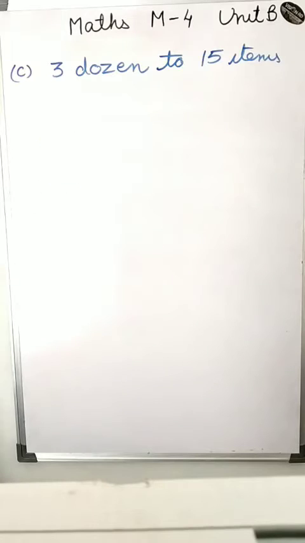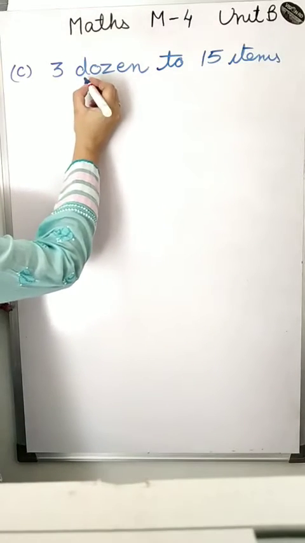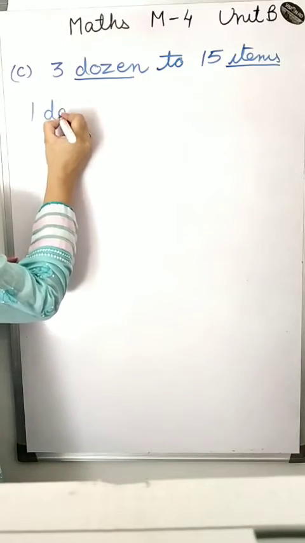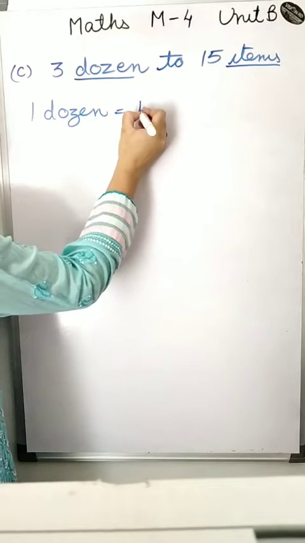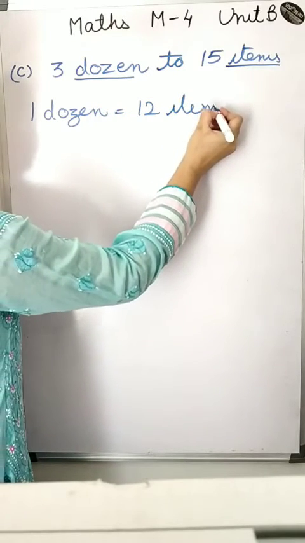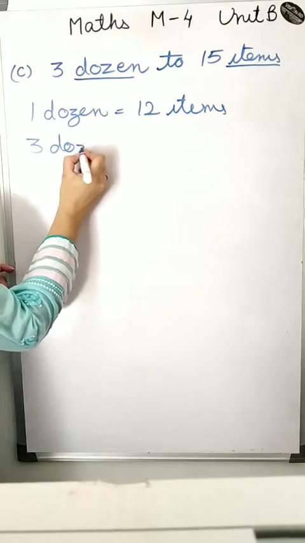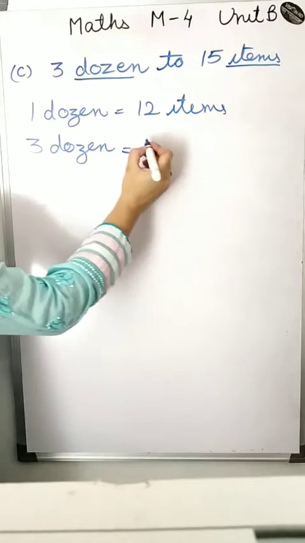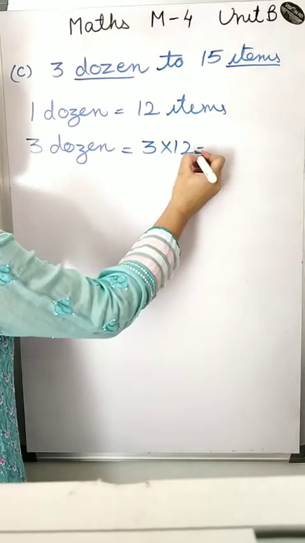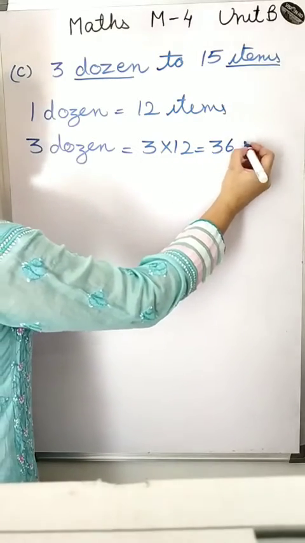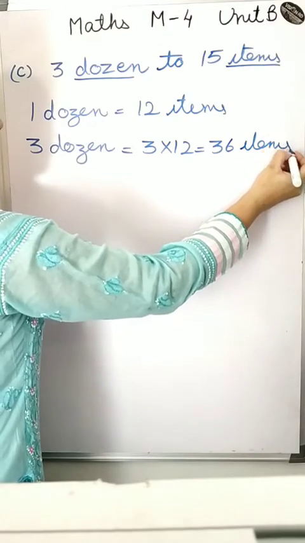Okay everyone? Now the next question is 3 dozens to 15 items. You have to write this in the simplest form. First, the units are different. This one is in dozens, this one is in items. As we know, 1 dozen is equivalent to 12 items. Yes everyone? So first we convert 3 dozen into items. So 3 into 12 is equal to 36 items. Now you write them.